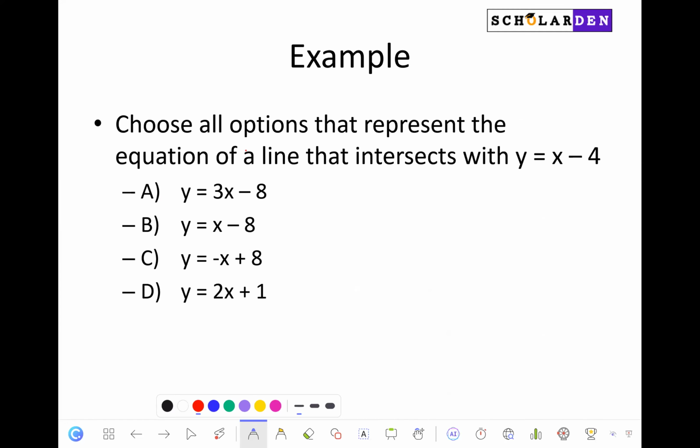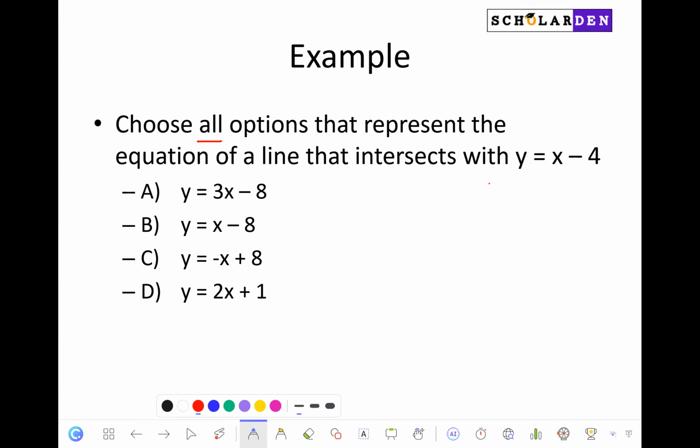Okay, so what we want to do is choose all options that represent the equation of a line that intersects with the given line y is equal to x minus 4. We're not interested in anything else. We're just interested in finding all these options. This can potentially have more than one correct choice, because the question says choose all. So the first thing we understand is that we don't necessarily need to plot this.